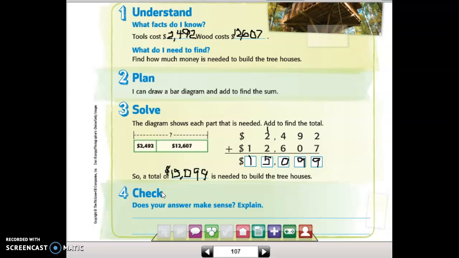And you can check in one of two ways. You can take your sum and subtract either of these two numbers, and you should get the other number. If you don't get the other number, then you made a mistake with your addition.